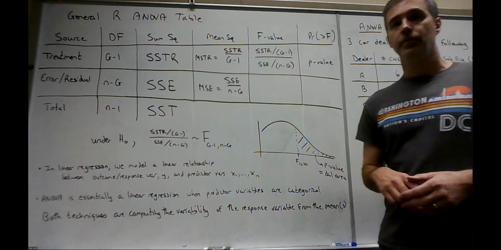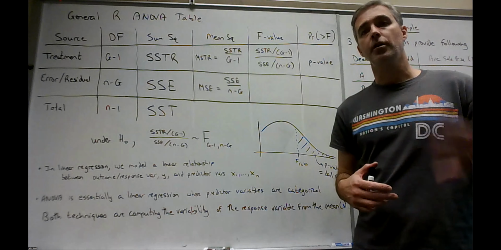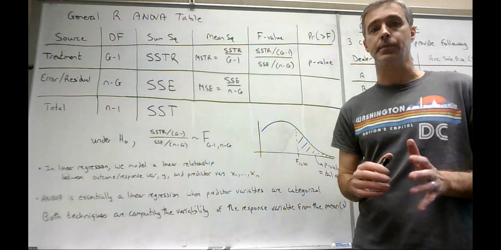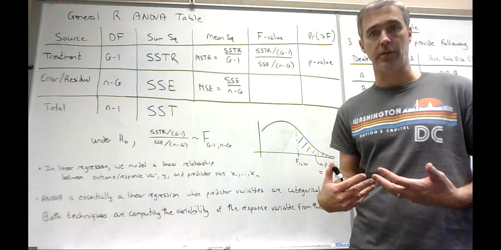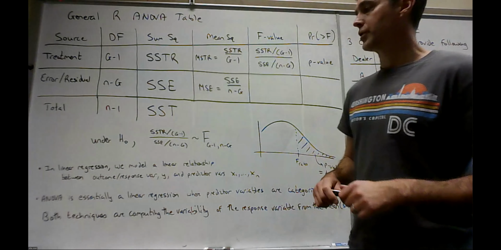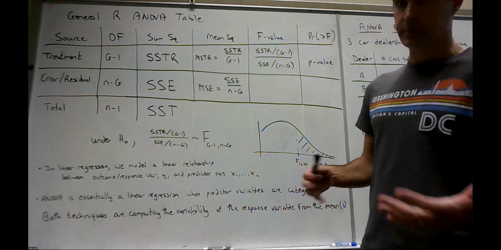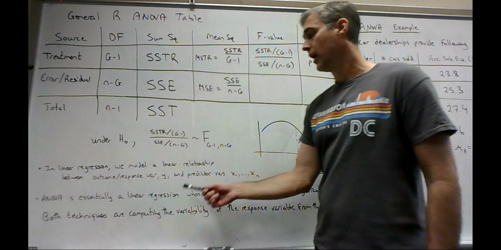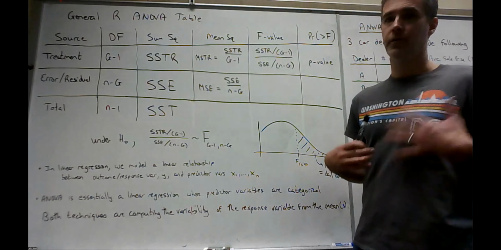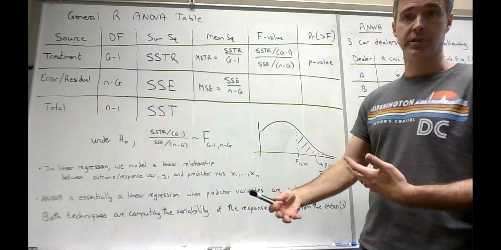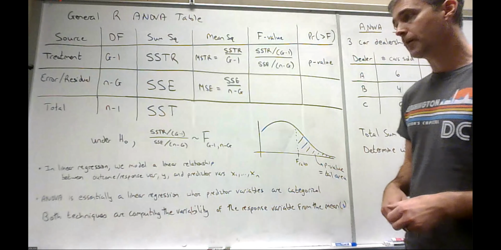All right, now that R command was anova parentheses lm for linear model. So a slight explanation of why there's a linear model lurking here, okay? So in chapter 10, in linear regression, we attempted to model a linear relationship between the outcome or the response variable and a bunch of predictor variables. For the most part, we were just doing it with one predictor variable, but I did say we could do it with a bunch of different predictor variables, okay?